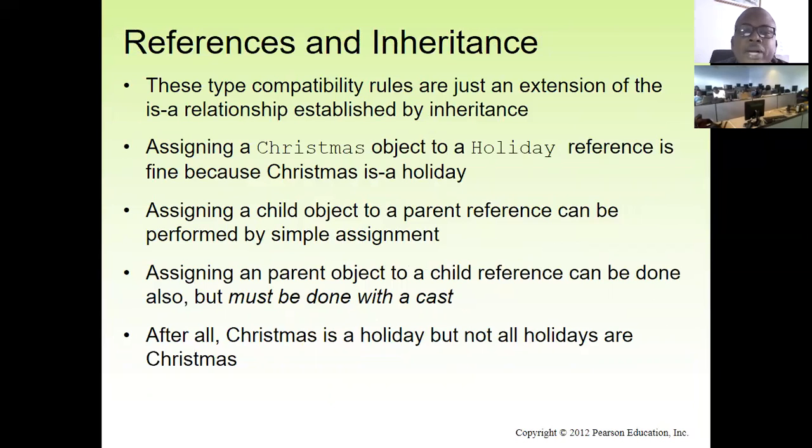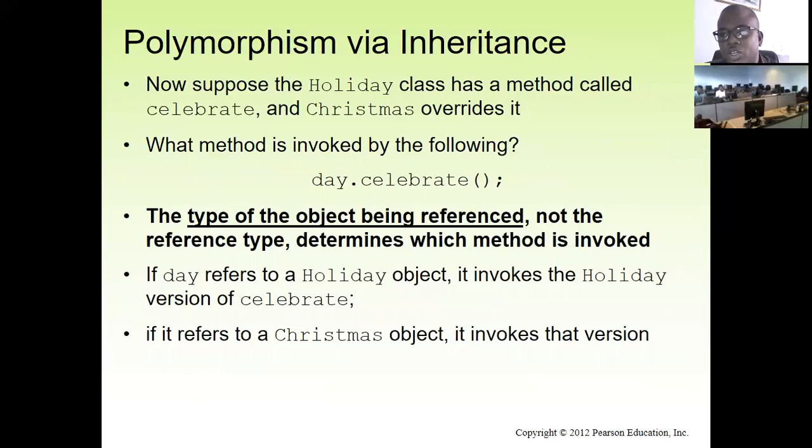Now, these type compatibility rules are just an extension of the "is a" relationship. Assigning a Christmas object to a holiday reference is fine because Christmas is a holiday. Assigning a child object to a parent reference can be performed by a simple assignment. But assigning a parent object to a child can be done, but has to be explicitly done with what is called a cast, a typecast. Why is this so? It's because Christmas is a holiday, but not every holiday is Christmas. All right? So you realize that you have to make sure you do something special to go from parent to child.